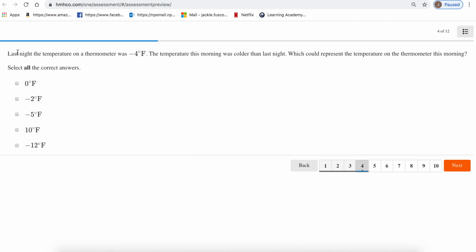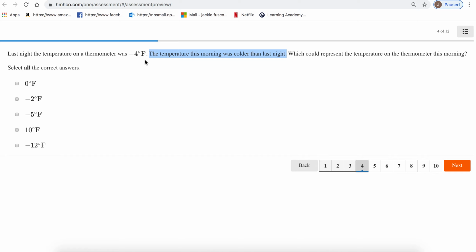Now, last night, the temperature on a thermometer was -4 degrees Fahrenheit. The temperature this morning was colder than last night, which could represent the temperature on the thermometer this morning. So now, it's asking for numbers that are colder than last night, and last night was -4 degrees. So I need to choose all the numbers that are smaller than -4 degrees Fahrenheit.